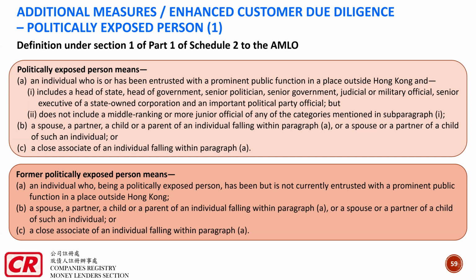The definition for former PEP means an individual who, being a PEP, has been but is no longer entrusted with a prominent public function in a place outside Hong Kong. It also includes the spouse, partner, child, or parent of the former PEP, or a spouse or partner of the child of the former PEP. Also a close associate of the former PEP.